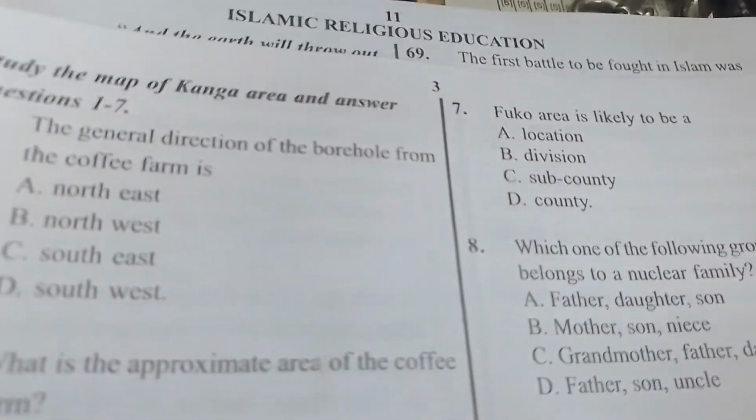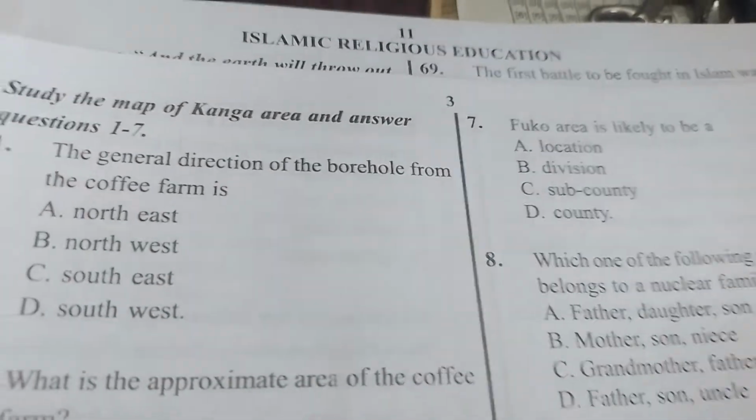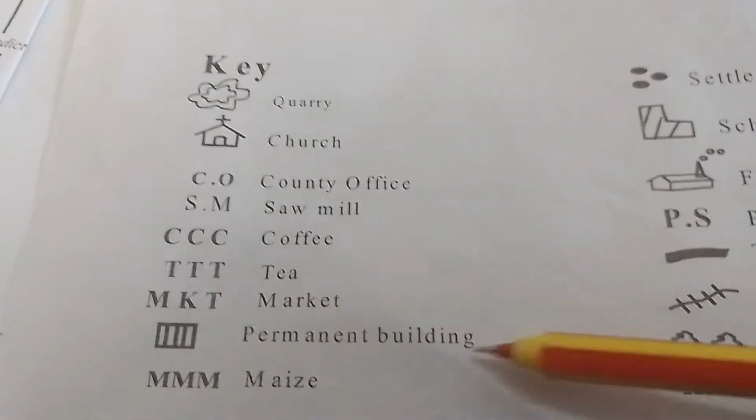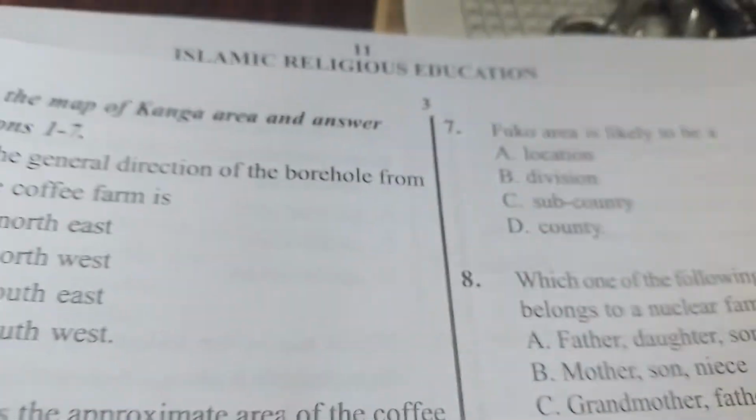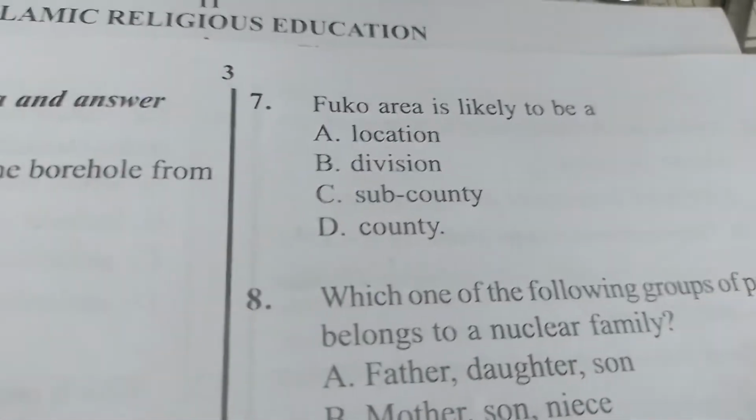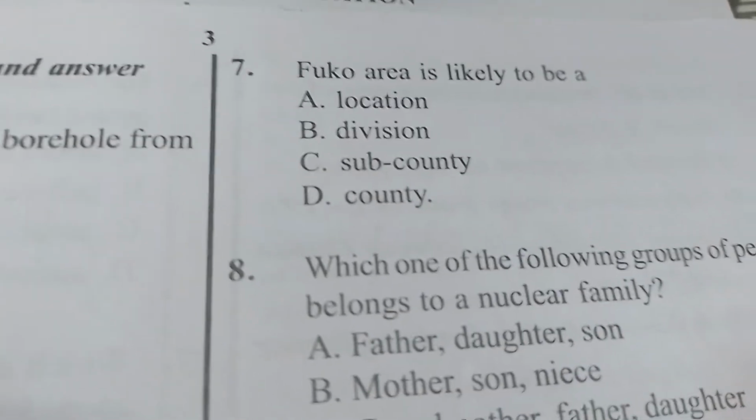Question number 7: Fuko area is likely to be what? We have the county offices. So this is a county under the governor, and also the county commissioner as the person in charge of security.